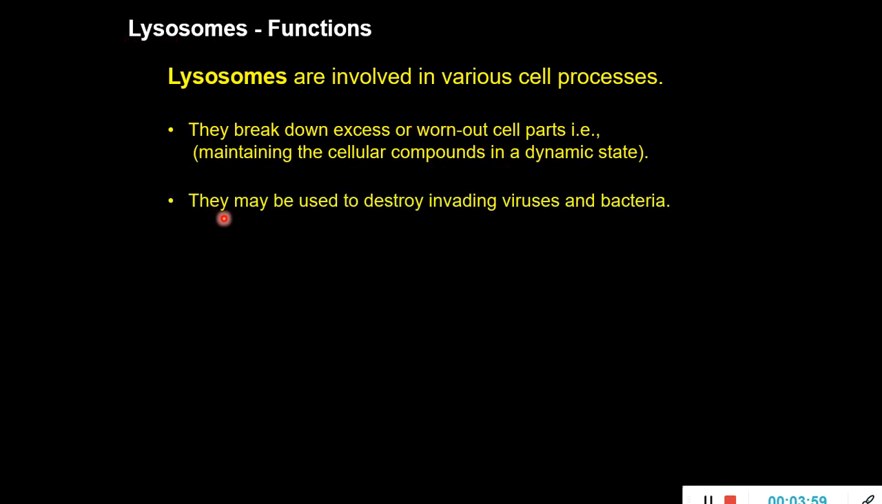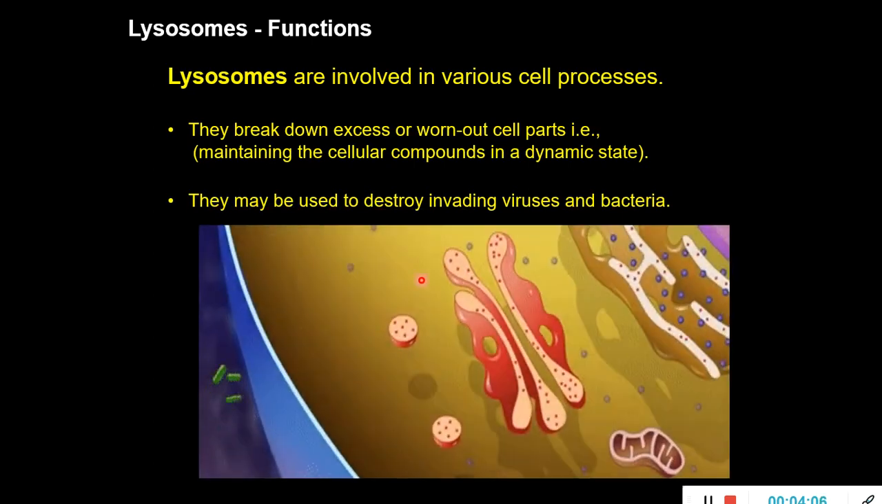The second important function is that they may be used to destroy invading viruses and bacteria. So let's see what's happening here. If viruses and bacteria are entering by the process of phagocytosis, a phagosome is produced containing the viruses and bacteria. The lysosome will come into action, fuse to the phagosome and immediately digest all the viruses and bacteria. On the other hand, this lysosome can move to old cell organelles like mitochondria and digest the mitochondria as well.